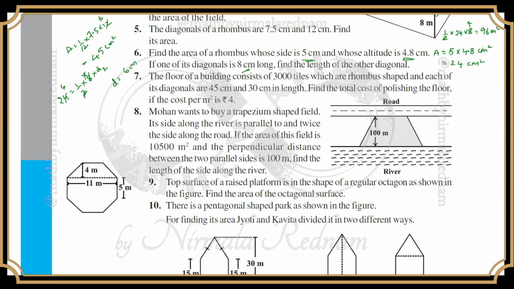Next, I have seventh question. The floor of a building consists of 3000 tiles which are rhombus shaped and each of its diagonals are 45 and 30 centimeters in length. The total cost needs to be found out. If per square meter, not square centimeter, so whatever area I get, I have to convert to square meter. If per square meter, it is 4 rupees. Okay, let us do this. There's no place here. We have to do it in a separate sheet.